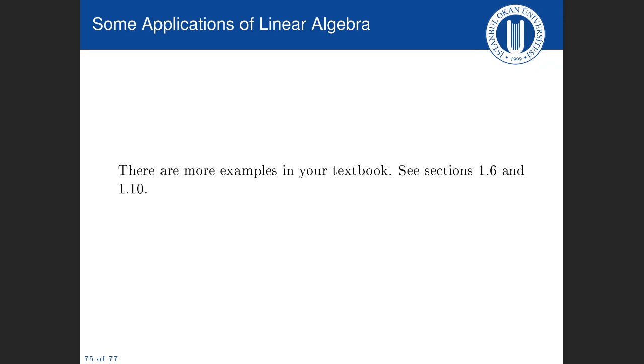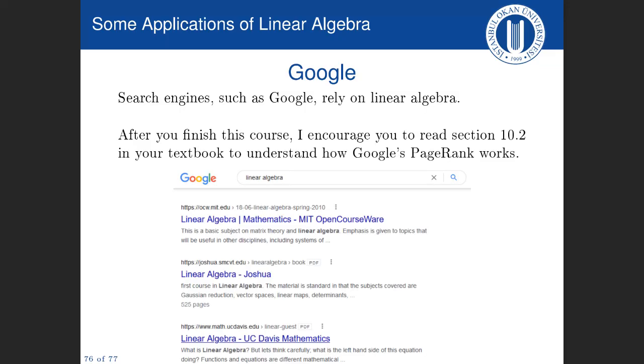I have one more topic for today. Google. Search engines such as Google also rely on linear algebra, but we haven't quite got enough linear algebra to give the details here. How do search engines know which websites they should put at the top of their listings? The answer is they use linear algebra. After you finish this course, you will be able to understand how at least version 1 of Google's PageRank works, and that's explained in section 10.2 of your textbook.